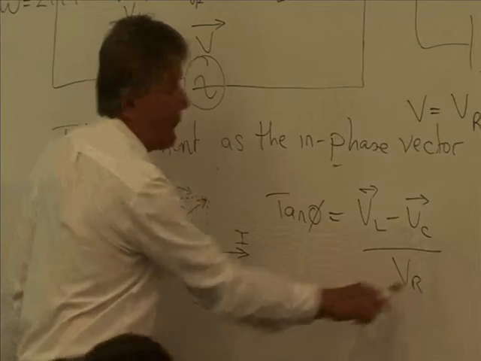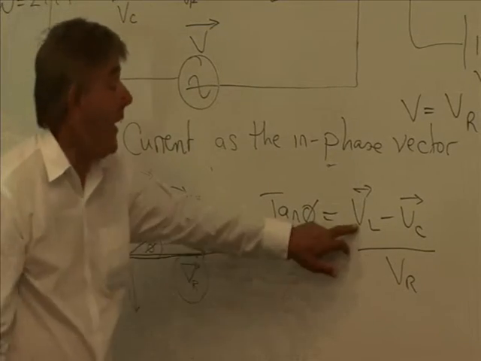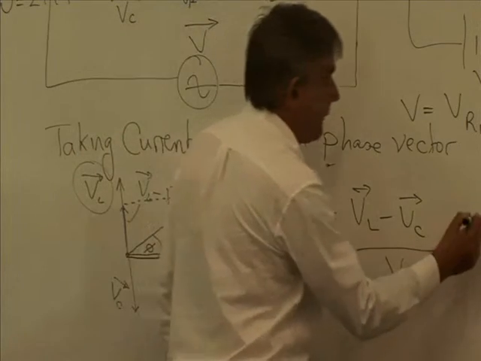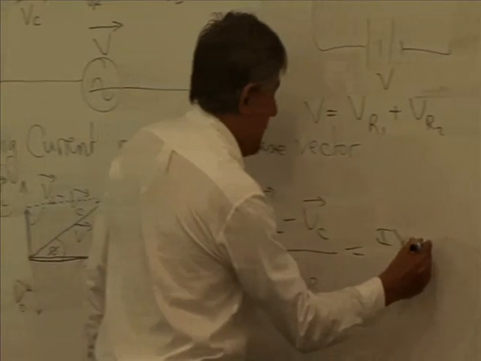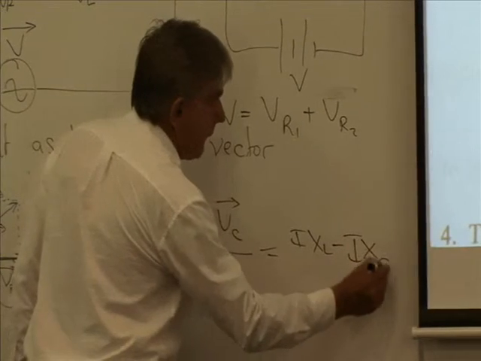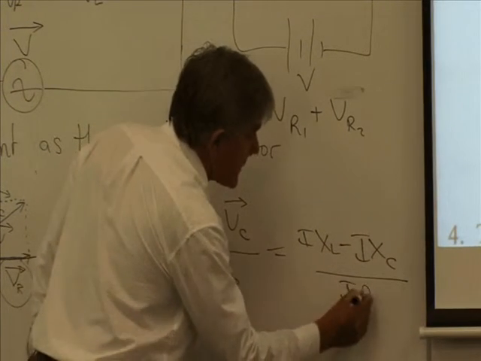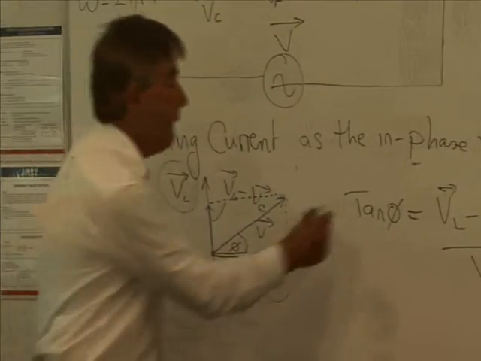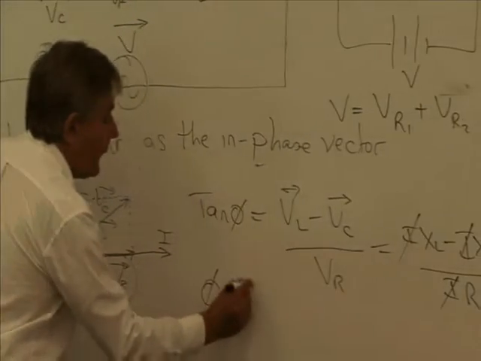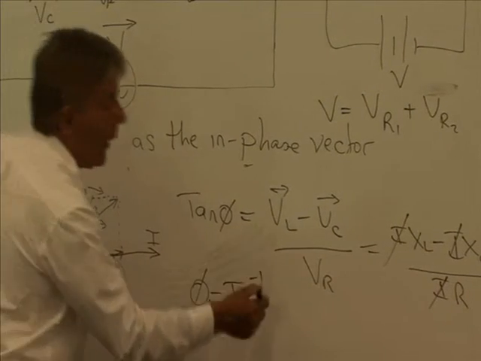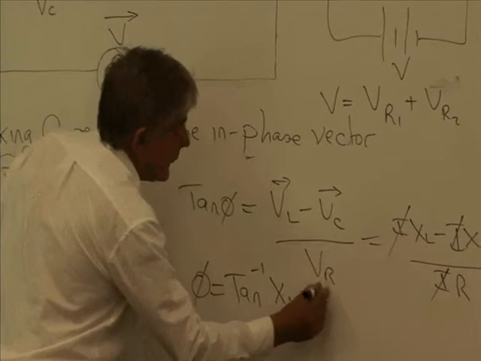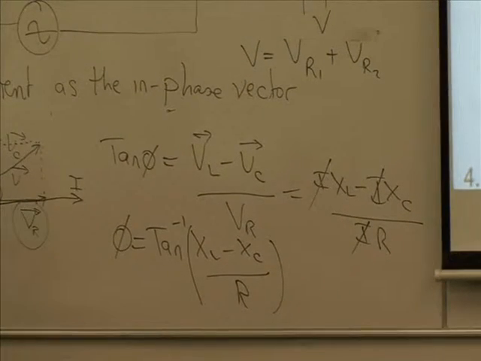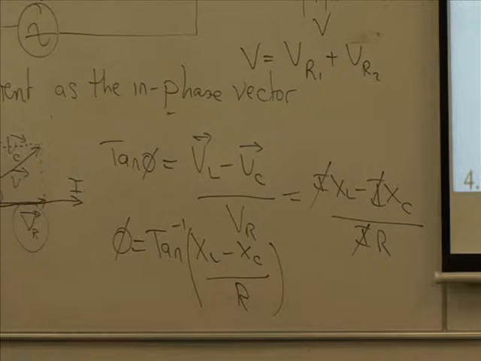Now all those terms have got I in them: I XL, I XC, I R, so I'll put them in there. I XL minus I XC over I R, and the I's cancel out. So phi is tan to the minus 1 of XL minus XC over R, the phase angle between the voltage and current.